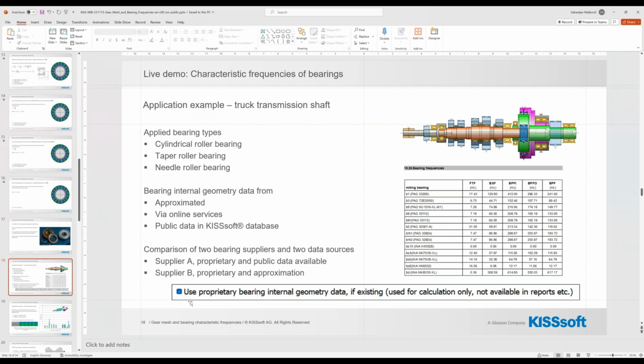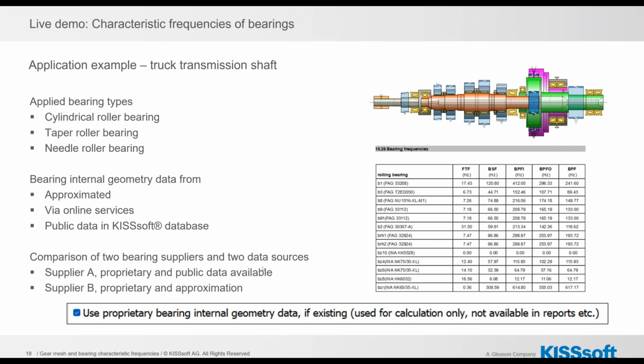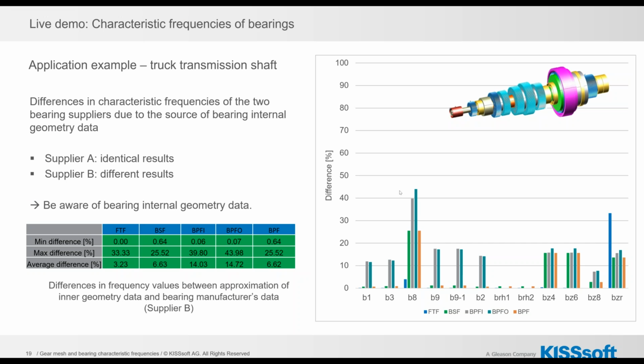Now, the summary of this difference is shown in our presentation. So here, this bar chart represents the difference between the use of proprietary bearing geometry data and the approximation. And for some bearings, we can see that we get really similar results, while for others there can be some difference. And I would like to emphasize here that this also depends on the supplier, because some suppliers have their bearing geometry publicly available, and so it's already available inside the KeysSoft as well. And this would give us identical results if we would use proprietary data or not. For others, some differences might occur.